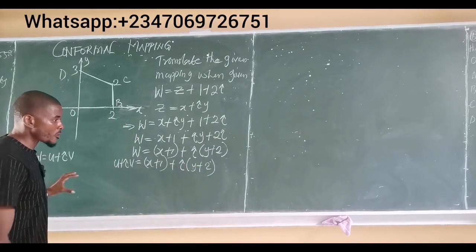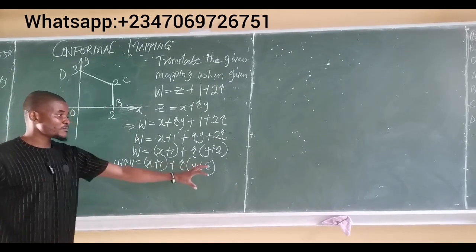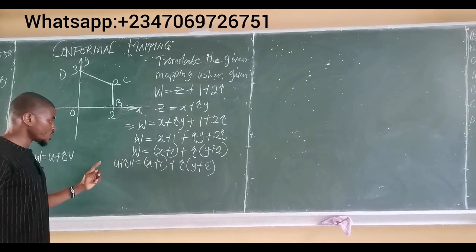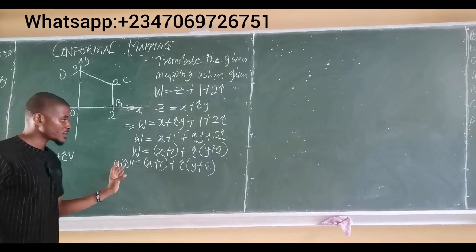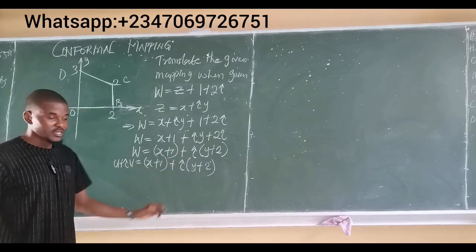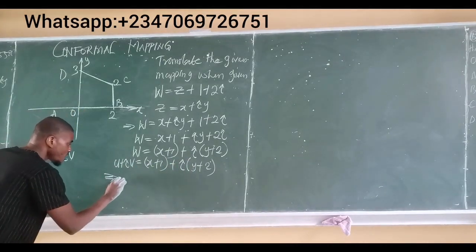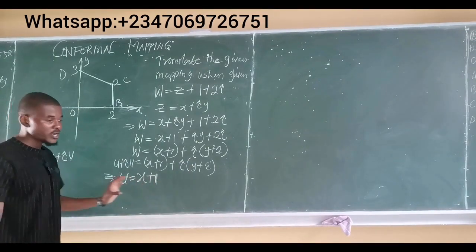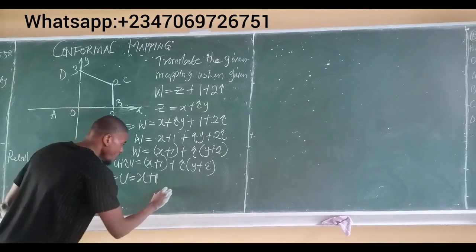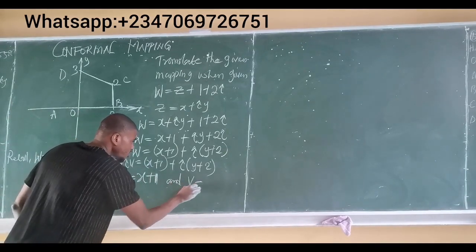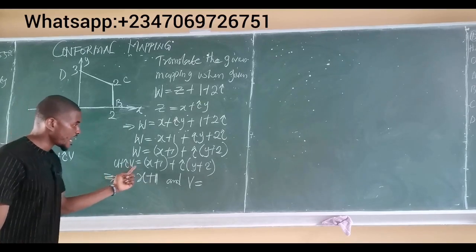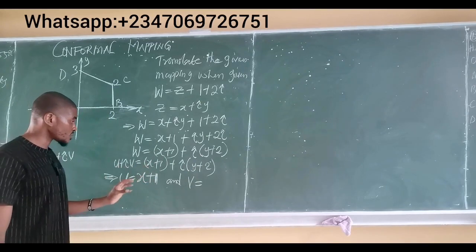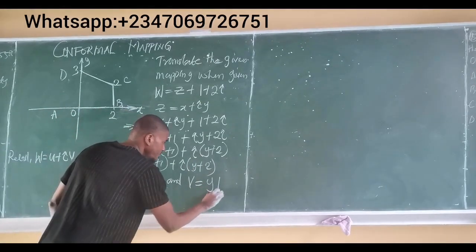At this stage, you compare coefficients, comparing real parts to real parts, and imaginary parts to imaginary parts. On the left hand side of the equation, u is the real part, and on the right hand side, x plus 1 is the real part. So on comparison, you have u equal to x plus 1. The real parts are equal, and the imaginary parts are equal. Therefore, v is equal to the imaginary part; I have iy plus 2, so I and i show that these two are imaginary parts. Therefore, they are also equal. So v is equal to y plus 2.